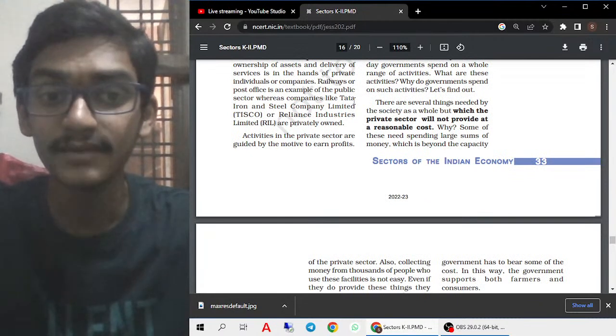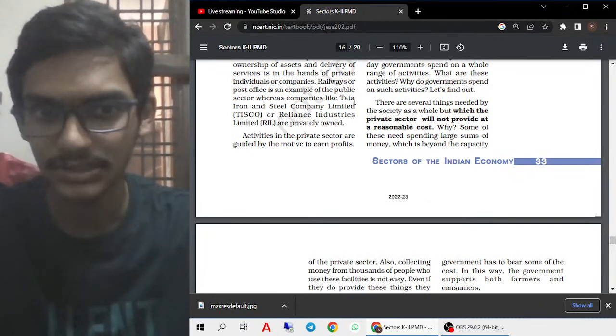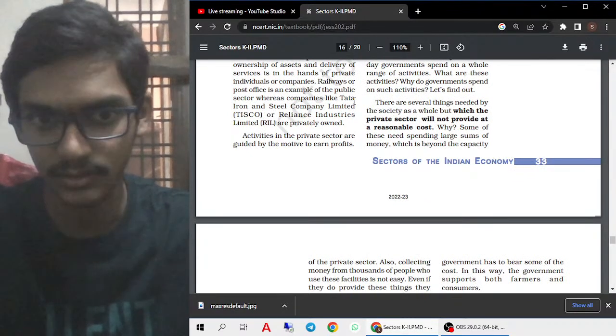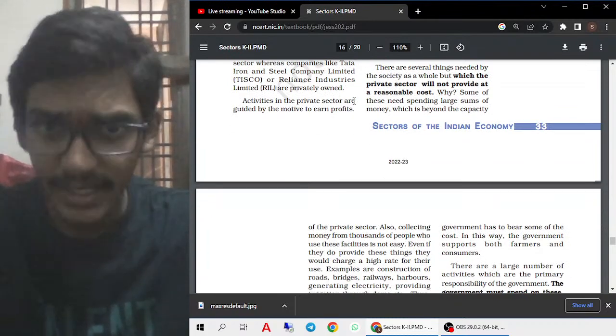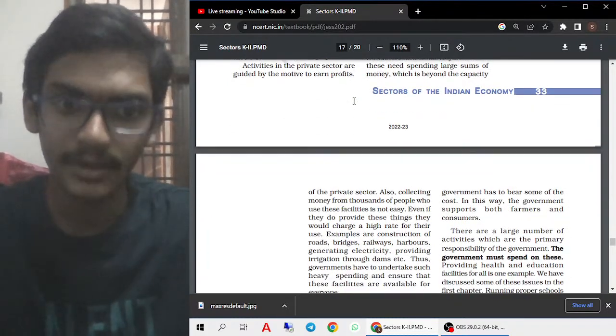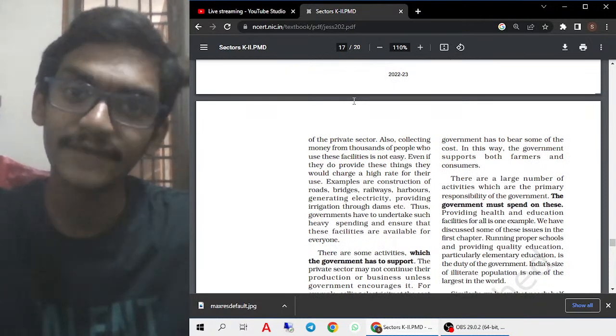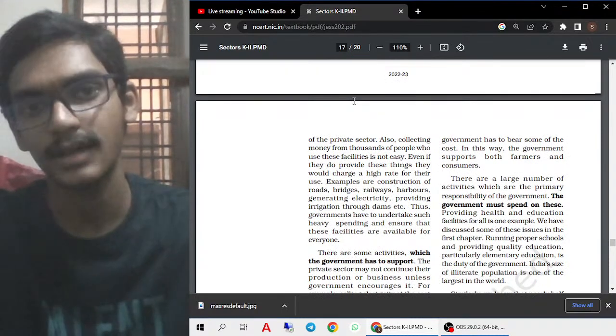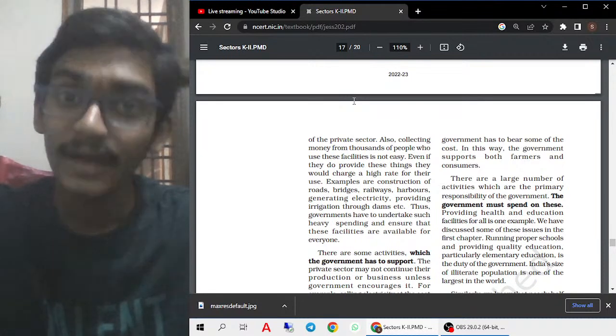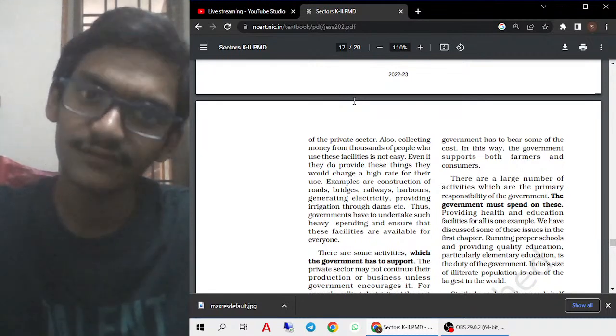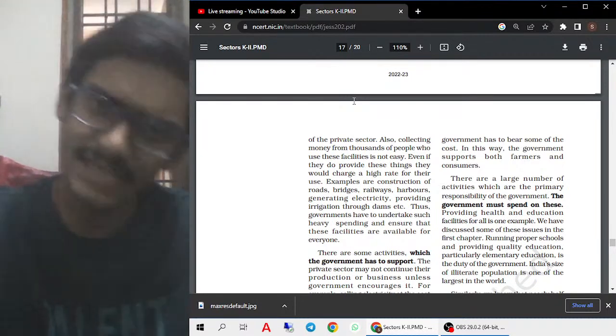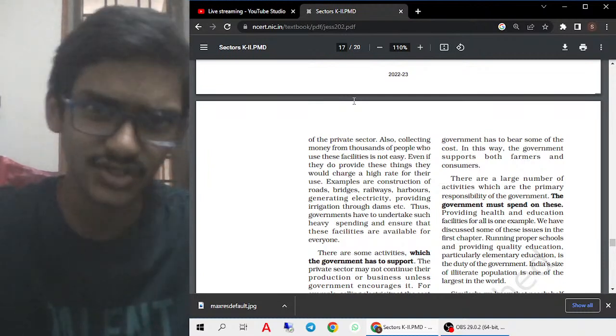That means they will not provide at a reasonable cost. If you see electricity also, they charge very high rates. So during that time, the private sector and public sector come together to provide opportunities, all the different kinds of things, for the people. That may be electricity, or water connections, and everything.